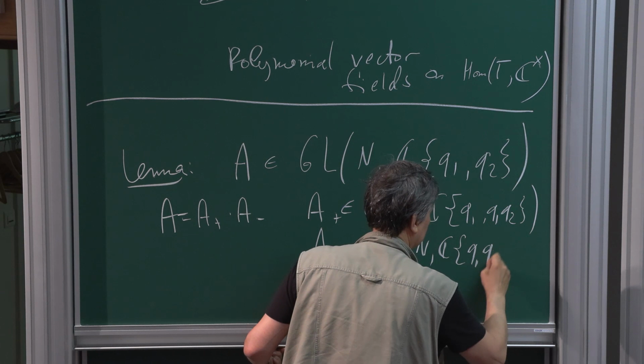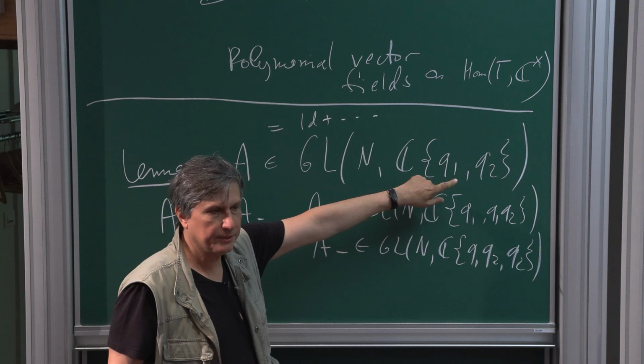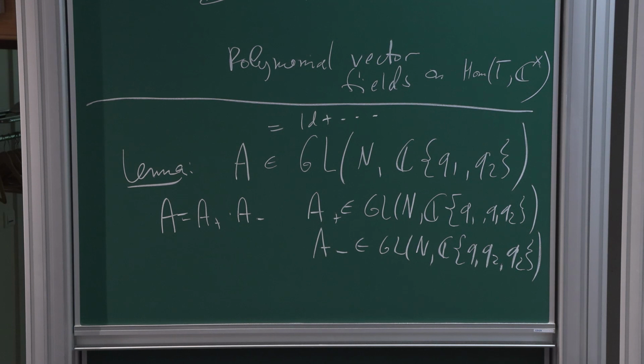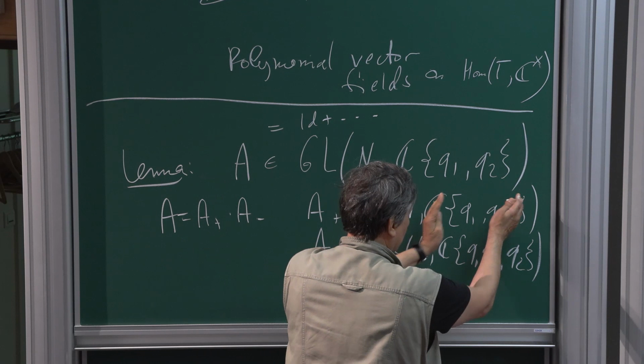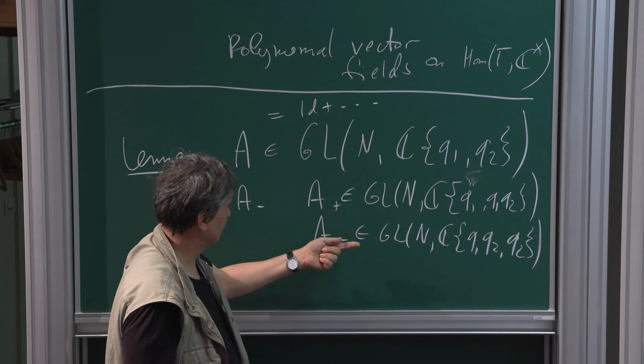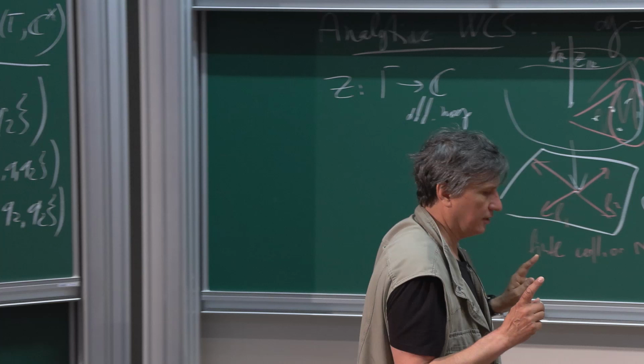If you have a matrix valued function depending on two parameters, Q1 and Q2, which is convergent for small Q1, Q2, you can uniquely decompose it into the product of two factors, which a priori can be put in the form of power series. And to make it really unique, you should ask that the Taylor monomials which appear in the logarithm of A minus don't have diagonal terms. So it will be a really unique decomposition. And the theorem is that these canonical factors are also analytic.